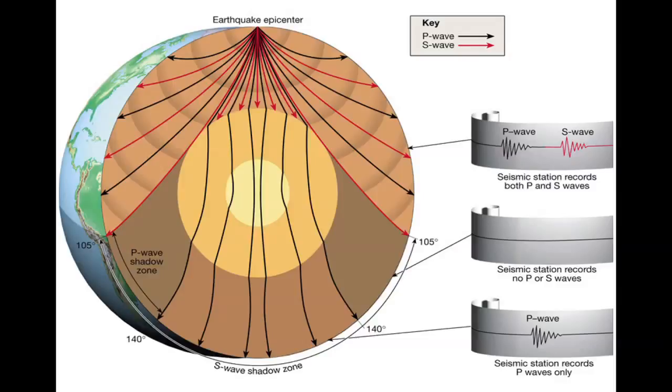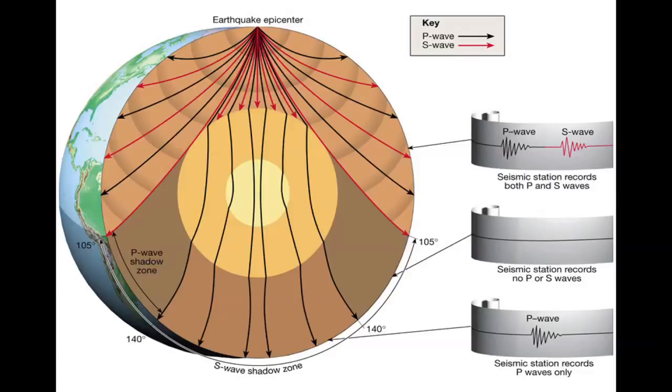Now you'll notice there is what's called a P wave shadow zone, and I'll talk about that in a moment because there's also an S wave shadow zone that's much bigger. In fact, you can see the whole south side of the planet has this big old S wave shadow zone. And that's because if you look at the red arrows now, they only travel through solid and they stop right at the liquid boundary in this particular image.